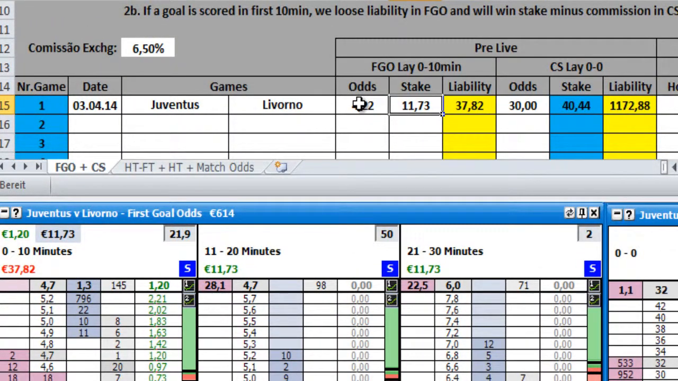Well, okay, I will close here now, and I have to prepare now. You see here now we go up to 32. I have to lay now here with an odd of 32 with 40.44.